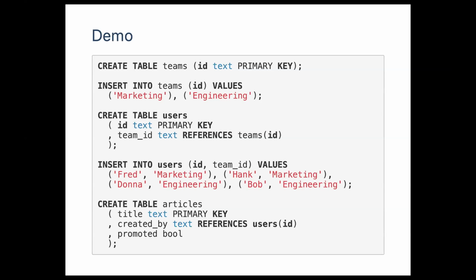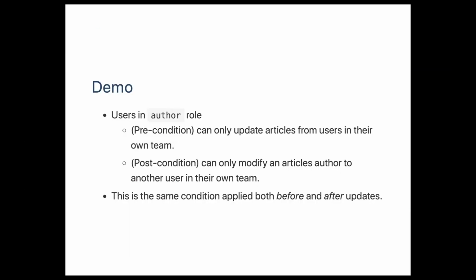And then I have articles that can be published by different team members. Articles have titles, they're created by a user, and they can be promoted or not. So promoted is a Boolean on the article table. And what I want to do is have a role called author, which has a precondition and a post condition that are the same condition. So precondition applied before updates, post condition applied after updates.